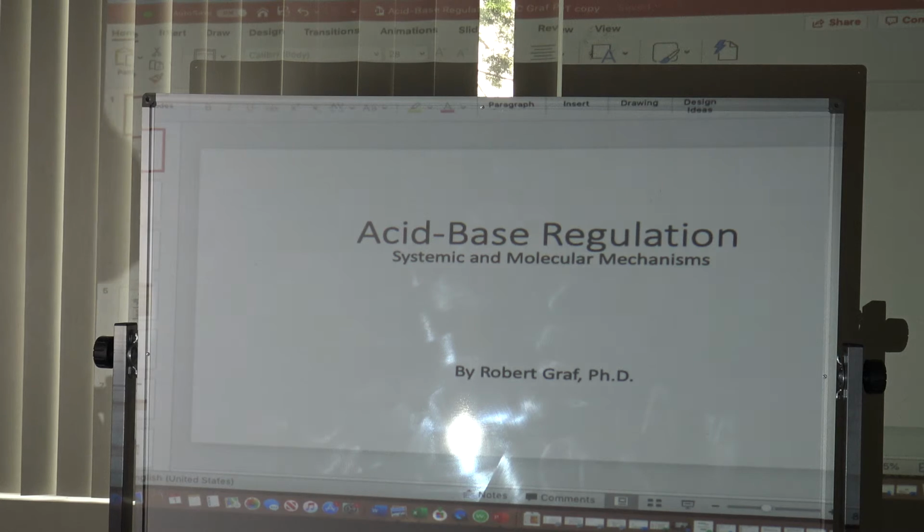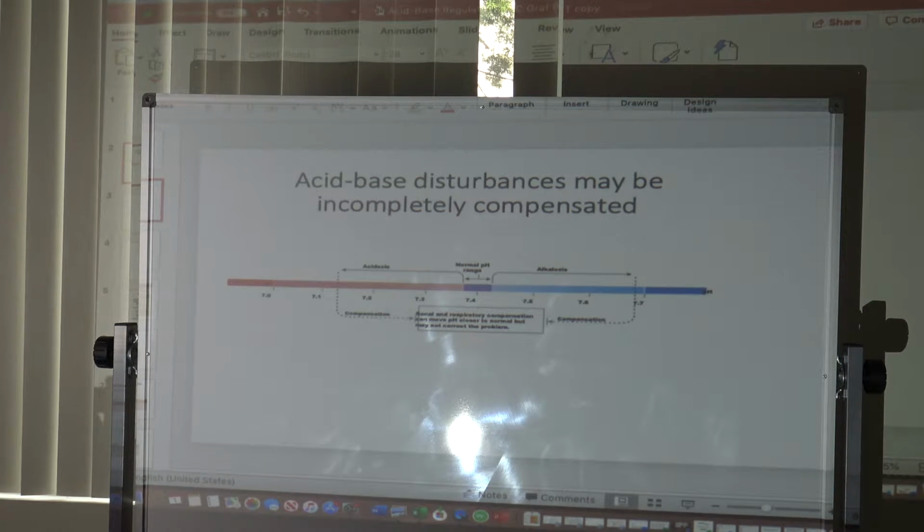I think it's working. And the first thing I want to remind you of is that acid-base disturbances may be incompletely compensated. This is a part of homeostasis. And in the middle region there, you see the optimal operating range, the normal pH range, indicated about 7.4. And you can see this better in your notes or on your computer because you have this information. This is the first figure.